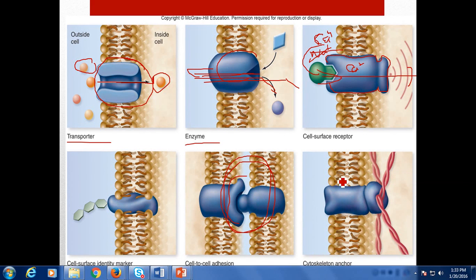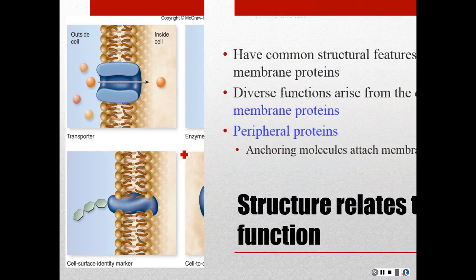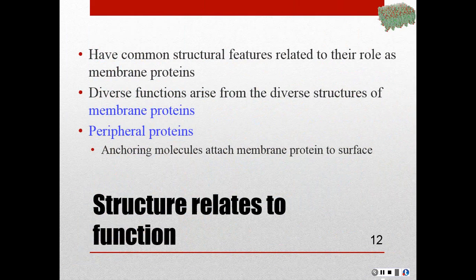Then we'll have our cytoskeleton anchors. And here they are right here. And this is just to make sure that the cell is anchored firmly to the interior aspect of the cell. Alright, so structure relates to the function.